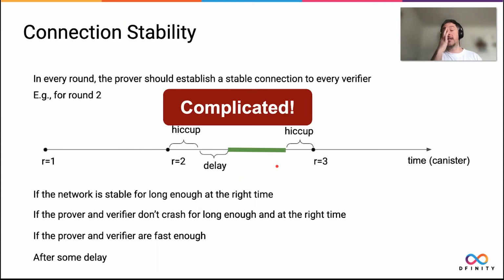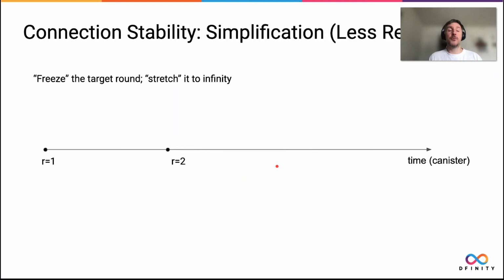So I'm going to show you one trick that you can use for such stability properties, where we actually move to a different model that's less realistic. So it's a bit of a simplification, but it's actually still useful. And here the idea is that we had this target round where we wanted to look at stability. So for example, round 2. So the idea is that let's see what happens if we freeze the target round. We kind of stretch it to infinity. Okay, and then once we do that, we can try and establish actually stable connections here. And it becomes a bit easier to qualify this statement.